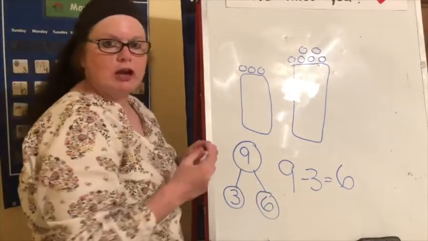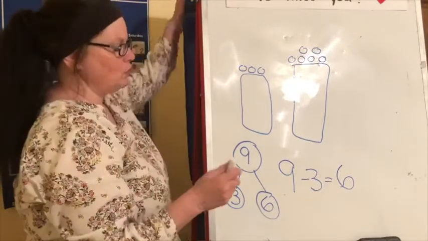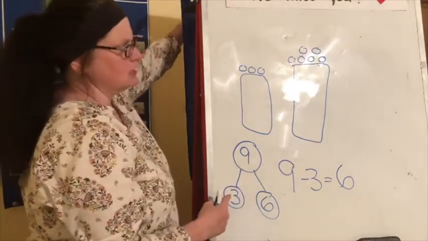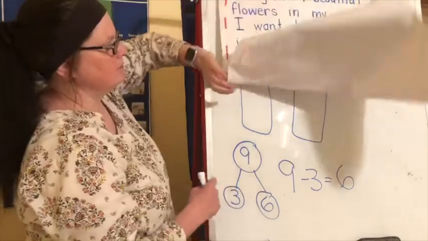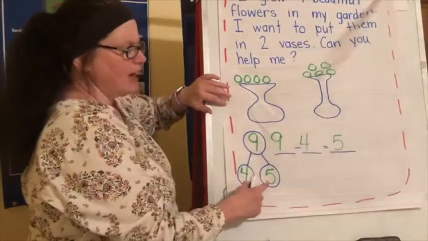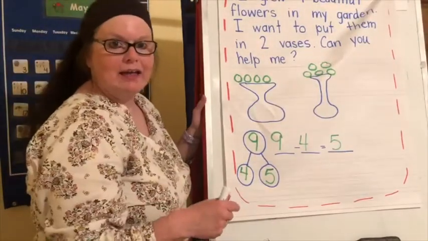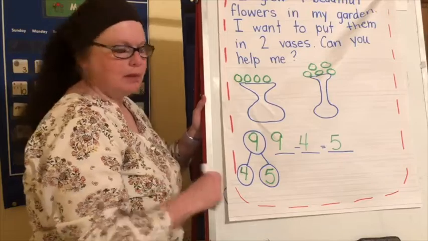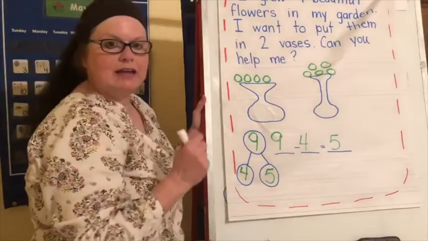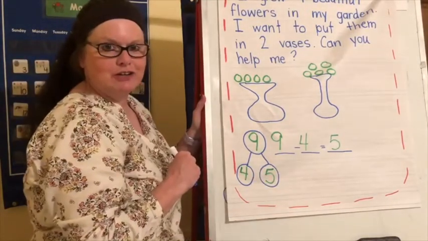Now I'd like you to try and see, can you do a different way? Don't do your parts as 3 and 6, or 4 and 5. Find another way. And I'd like you to put that into a number bond and write the sentence. And then I'd like you to send a picture to your teacher.